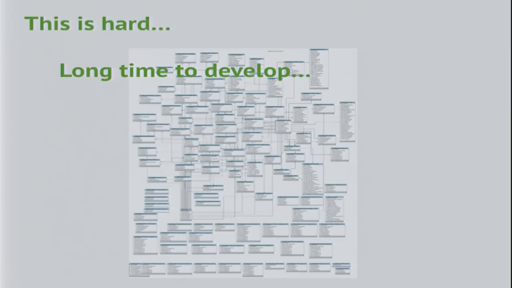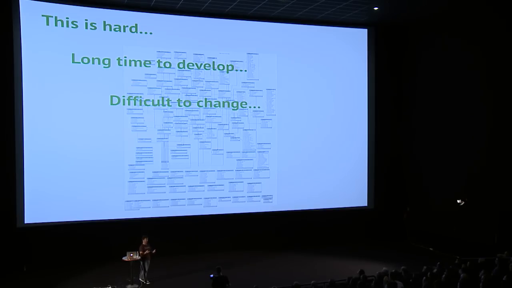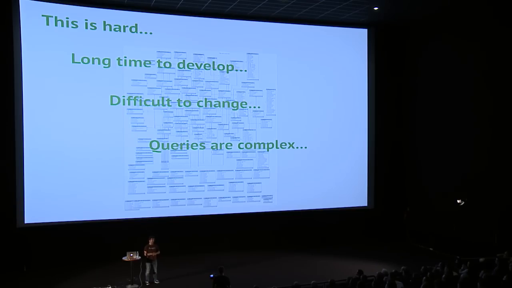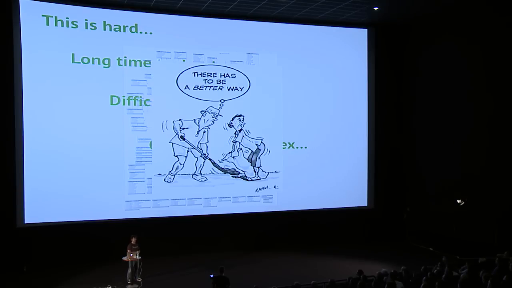It takes a long time to develop, to make evolve. It's hard to change, and this is one of the key parts here. It's very hard to change. And when you want to query specific attributes, you don't know if it's part of one table or part of a property table or something specific on the other side of the schema. It's quite complex to build an application on it. So queries are very complex. And based on all these statements, you should have another way of doing the same thing.